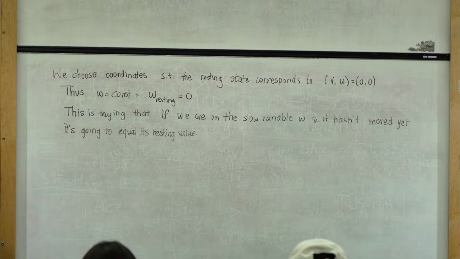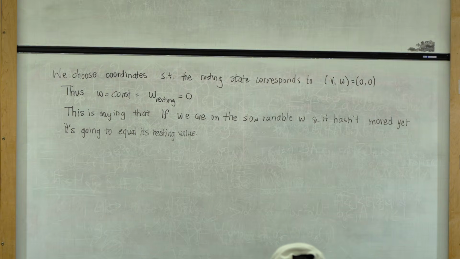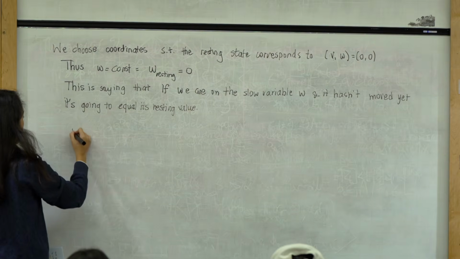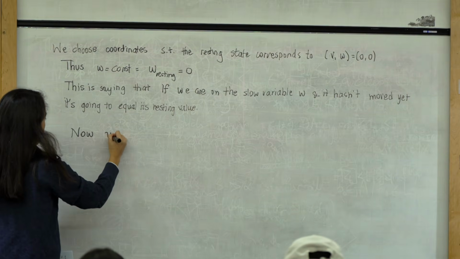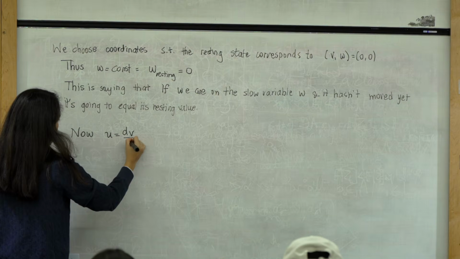To simplify the equations further, I will set a new variable u to be the derivative of v with respect to zeta, so I write everything in terms of u. Now we have u equal to dV d zeta.